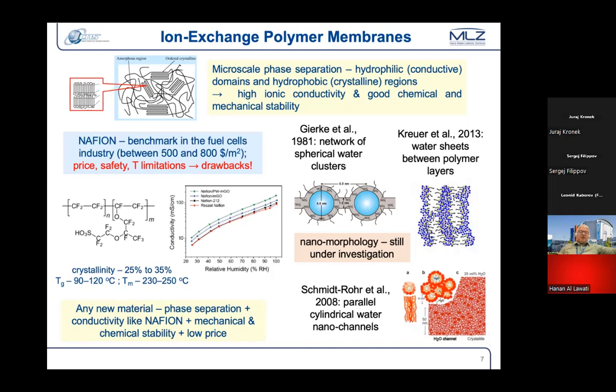However, in order to decide about new materials, we should learn about their microstructure, and we can see here only a few examples from a multitude of such proposed morphologies. Even for Nafion, the nanomorphology is still under investigation.